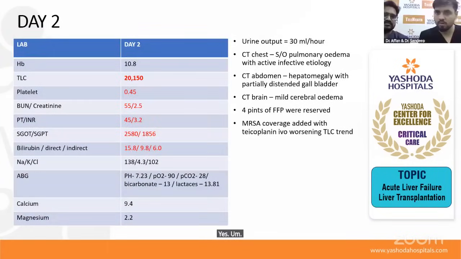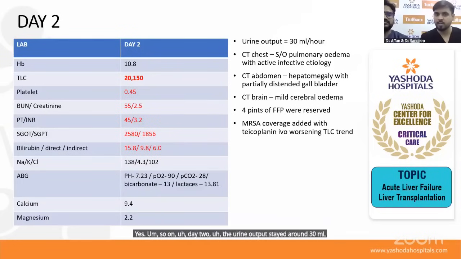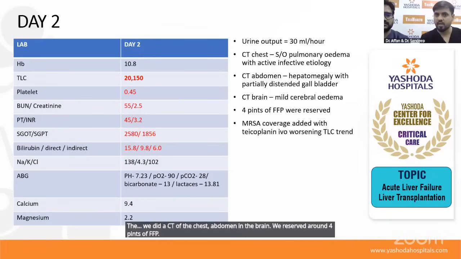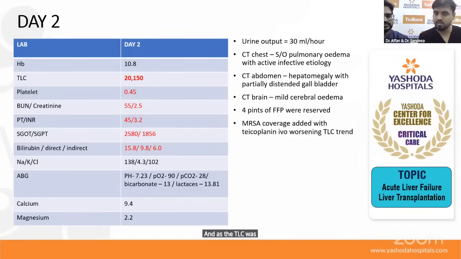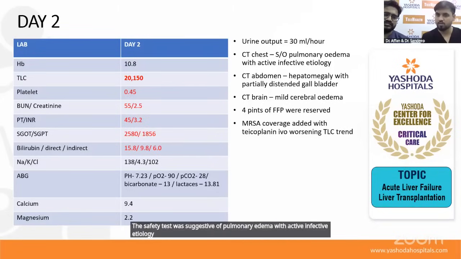Sir, on day 2, the urine output stayed around 30 ml per hour. We did a CT of the chest, abdomen, and brain. We reserved around 4 pints of FFP. And as the TLC was worsening, we added teicoplanin for MRSA coverage. The CT chest was suggestive of pulmonary edema with active infective etiology. So the probable source in this case was the lung.